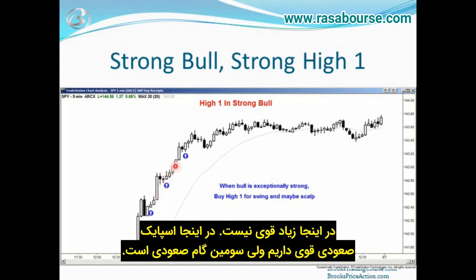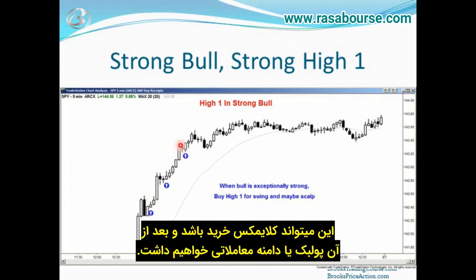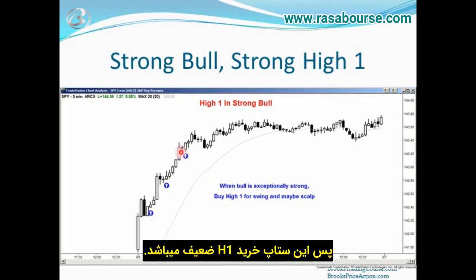Here, it's not nearly as strong. We have a very strong bull spike, but it's the third push up, and we have bars that are getting bigger and suddenly a very big bar. This could be a buy climax and the start of a trading range or a pullback. So this is a weaker high one buy setup.